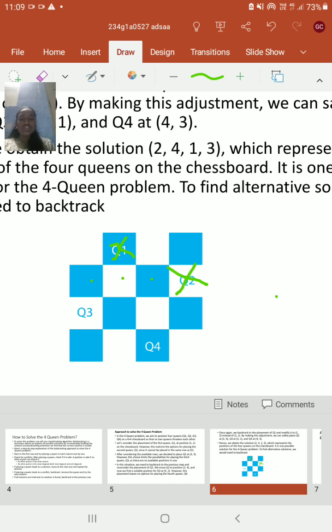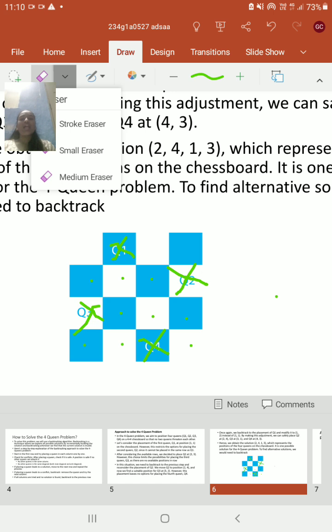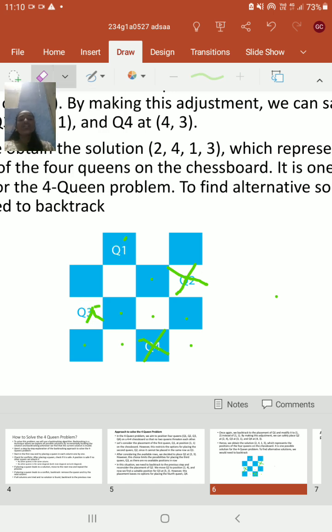Is there any chance to place q3? Yes, we can place it here, and we can't place it in this one. Is there any chance to place q4? No. Here? No. Here? Yes. So we got one solution. So like this we have to check for the solutions.